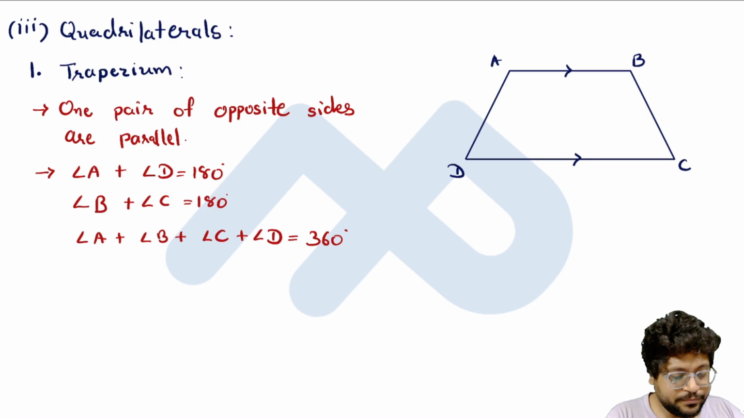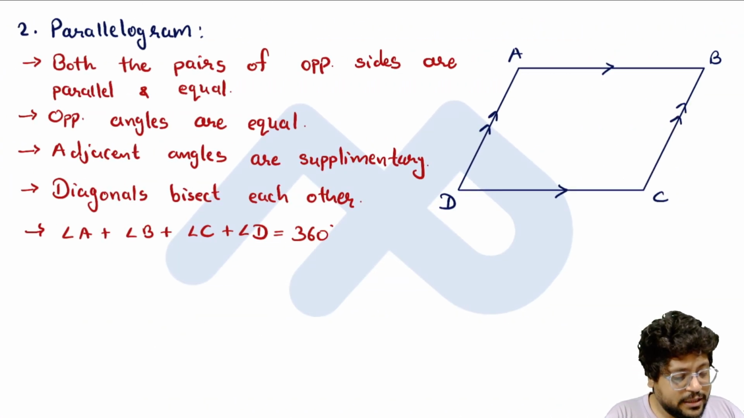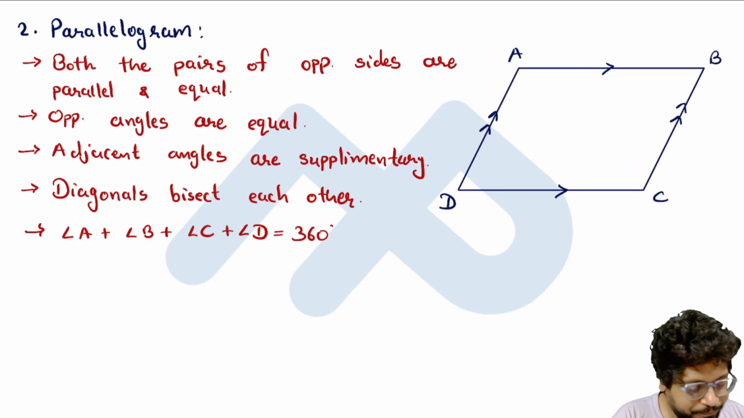Clear? Let's see the second quadrilateral, that is a parallelogram. Now this is very important, by the way, maximum questions you will find based on the parallelogram only. So here both the pairs of opposite sides are parallel and equal also. So you see this AB is parallel to CD as well as it is equal to CD, and AD is parallel to BC and they are equal to each other. So both the pairs of opposite sides are parallel and equal.